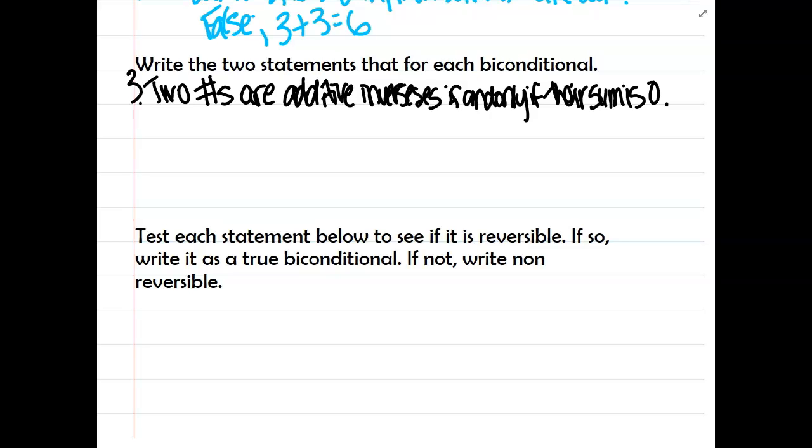So what's the first statement I could draw from this? What's one of them? I'm talking like an if, then. So using both pieces of information. An additive inverse is like 3 plus negative 3, 5 plus negative 5, 10 plus negative 10. So additive inverses would be 10 and negative 10. So what would be one direction here?